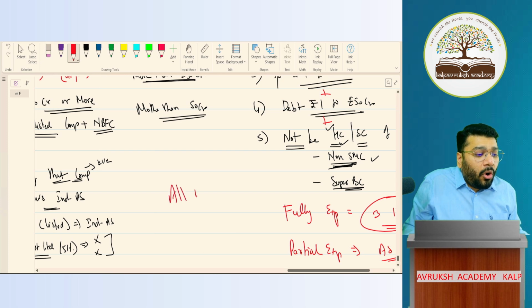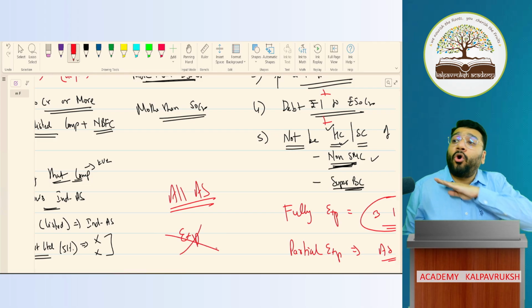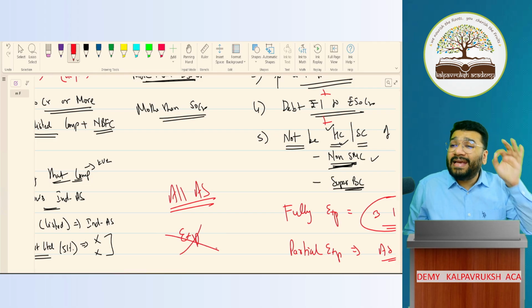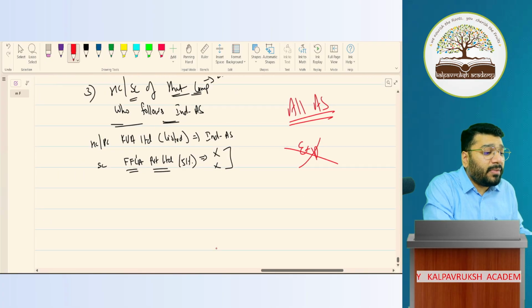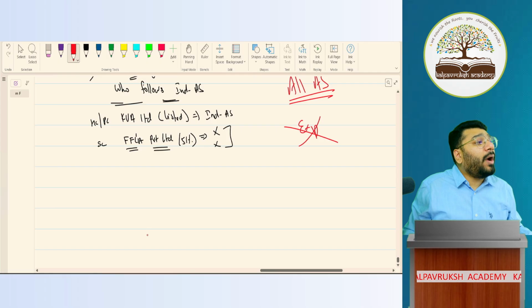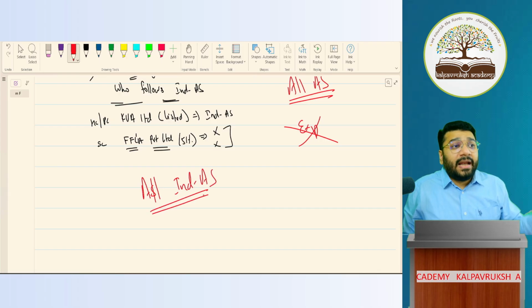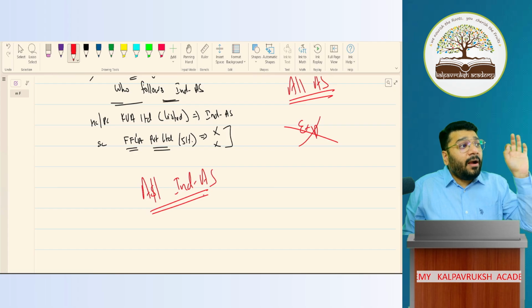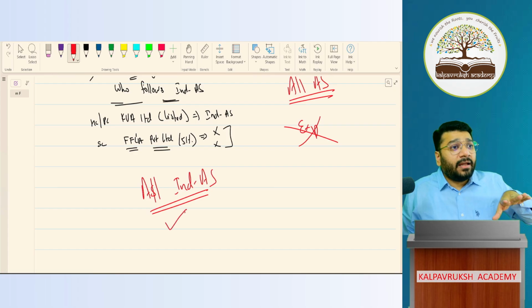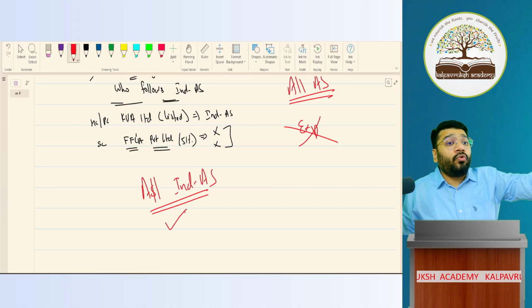I have to follow all AS without any exemption. There is no exemption. All the AS have to be followed. Sir, if I'm coming under the Ind AS category, do I have any relaxation? No. All the Ind AS have to be followed. And remember one thing: if any company once applies Ind AS, for the rest of the life of the company, Ind AS only will be applied. There is no way of going back.